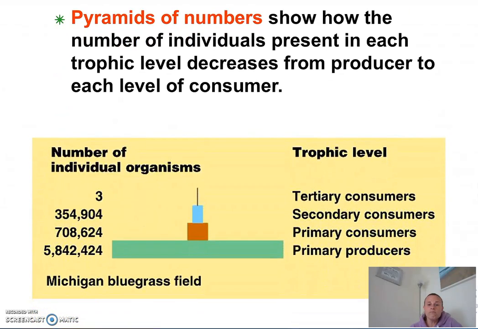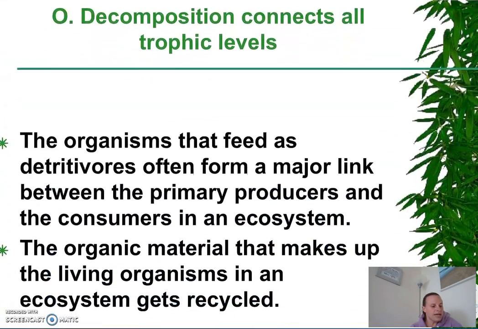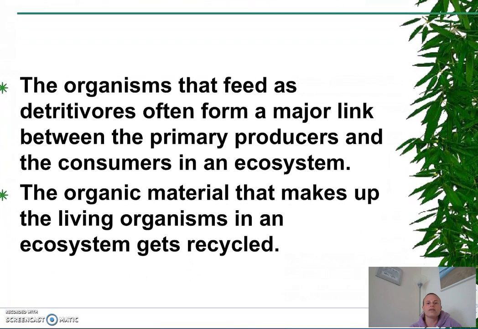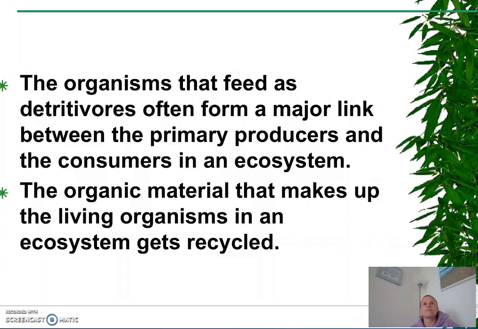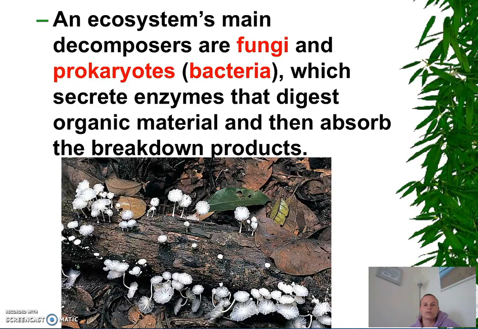The pyramid of numbers shows how the number of individuals present in each trophic level also decreases from producer to each level of consumer. Now, decomposition connects all trophic levels. The organisms that feed as detritivores are that major link between the trophic levels. And what they do is return nutrients back into the ecosystem. The ecosystem's main decomposers are fungi and prokaryotes.